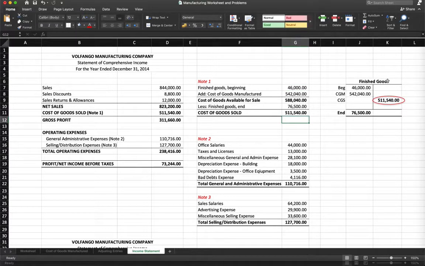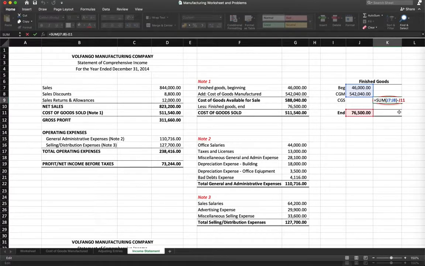So, in T account, ganito siya. Finished goods, beginning balance, 46,000 plus cost of goods manufactured. Addition yan sa finished goods kasi yan yung mga manufactured during the period. Kung ang ending balance mo daw ay 76,500, ibig sabihin may nawawala, di ba? Ito yung mga finished goods mo during the period. Tapos ito na lang yung ending mo. Ano nangyari sa nawala? That is the cost of goods sold. Yan yung mga naibenta.